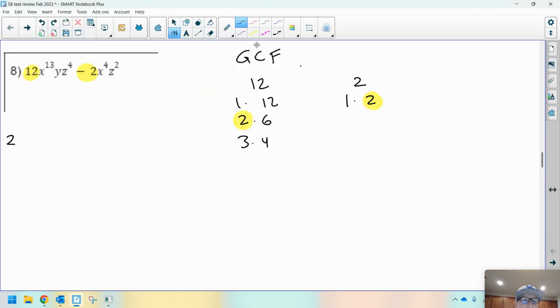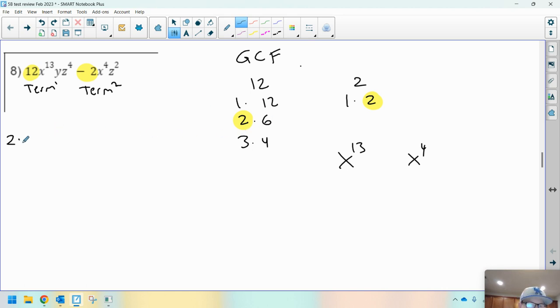Now let's look at the letters here. We have x to the 13th, x to the 13th, and x to the 4th. We have to ask, does the first term and term 2, do all the terms, in this case we just have 2 of them, have an x? If we answer yes, all the terms have an x, then we know that x is our GCF.